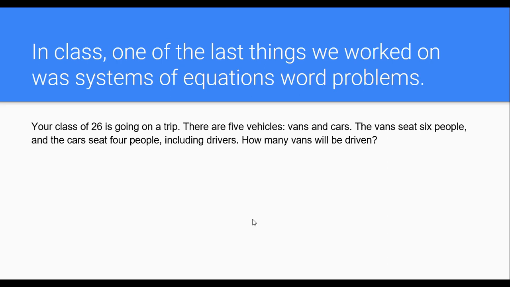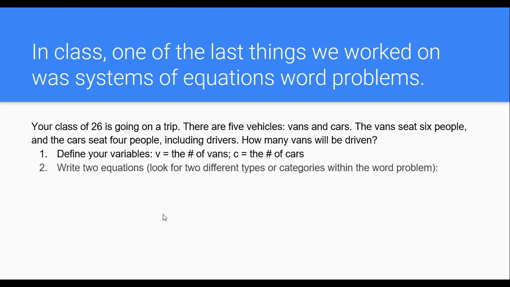The very first thing that you need to do when you're solving a word problem is define your variables. So in this case, we've got vans and cars. So we'll use the variables v and c. Then you need at least 2 separate equations, and you need to look in the word problem for 2 different categories or types of things that are being compared. So in this word problem, we've got vehicles and then we've got people.